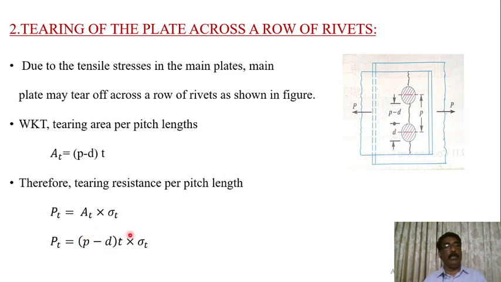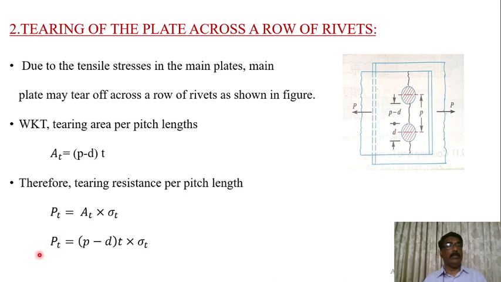That area actually will resist the tearing of the plate, and that is (P minus D) into T. So this is the area which resists the tearing, and when it is multiplied by sigma T, the permissible tensile stress for the plate, we will get the load, because we know that always stress is equal to load by area. Therefore, stress into area will give the load. So this is the area, and this is the tensile stress, and when these two are multiplied, we get the load or the resistance.